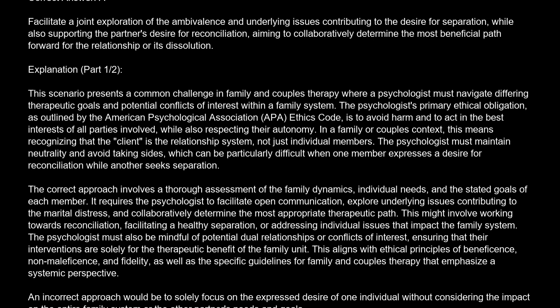The psychologist must also be mindful of potential dual relationships or conflicts of interest, ensuring that their interventions are solely for the therapeutic benefit of the family unit. This aligns with ethical principles of beneficence, non-maleficence, and fidelity, as well as the specific guidelines for family and couples therapy that emphasize a systemic perspective.